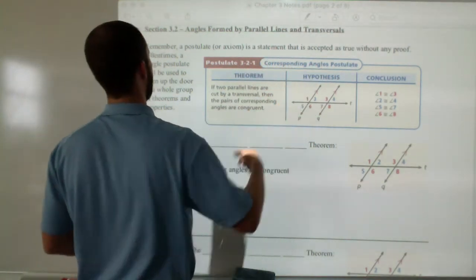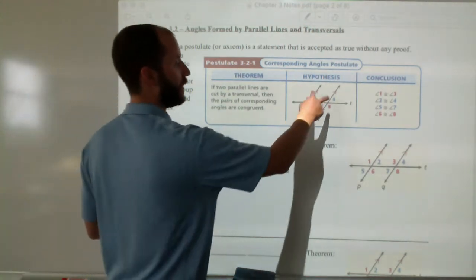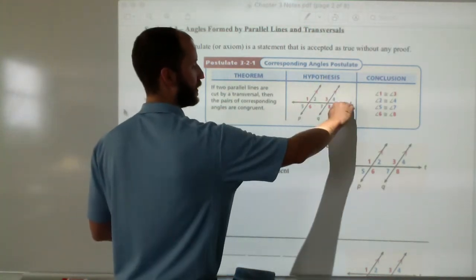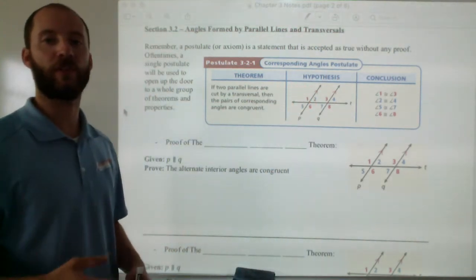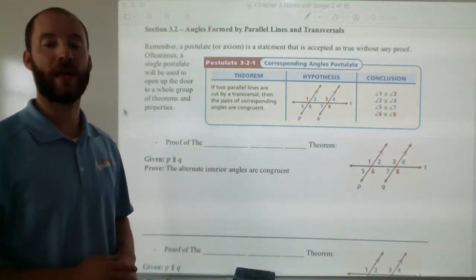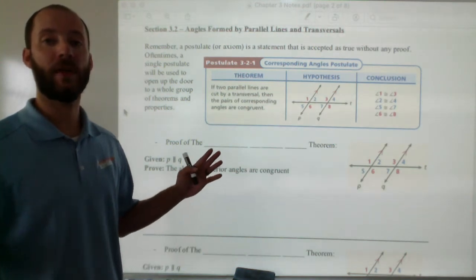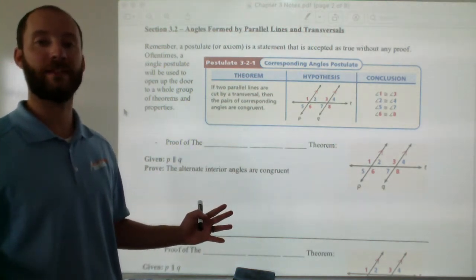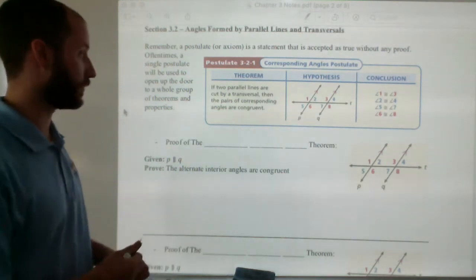Look at the corresponding angles postulate. That says if two lines are parallel and they're cut by a transversal, the corresponding pairs of angles will be congruent to each other. That is a postulate. We accept it as true without any proof. What that does is that postulate opens up a whole range of possibilities for us, all of which can be proven true, so they are theorems.